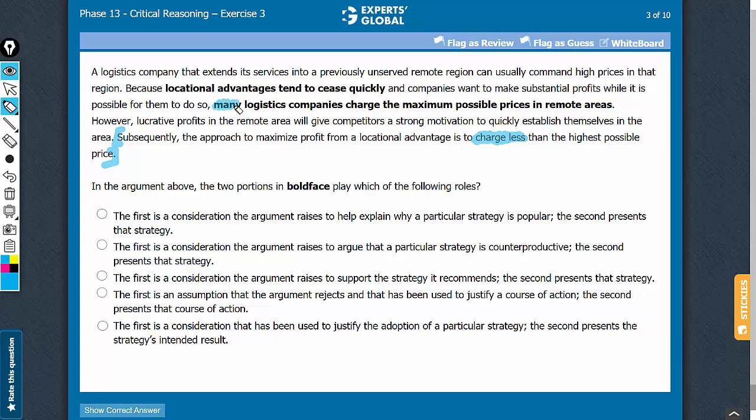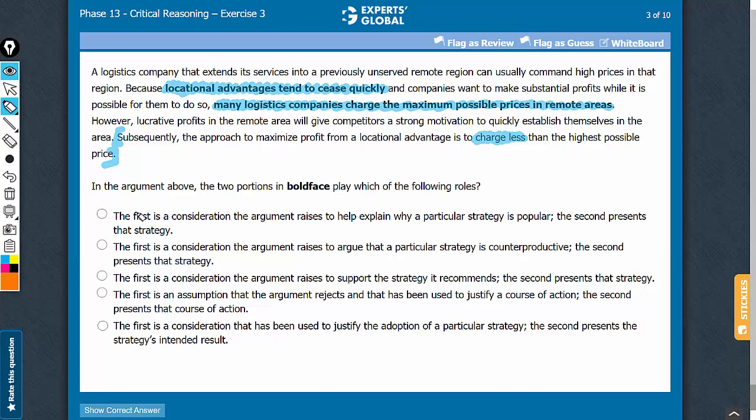See, the second boldface is something which is a general practice and the argument suggests otherwise. So the second boldface is something that the conclusion is against, and the first boldface is a reasoning that supports the second boldface. Or in other words, the first boldface is something that supports what the argument argues against. In very simple words, the first boldface supports the second boldface and the conclusion is against the second boldface. So with that groundwork, let's look at the answer choices.